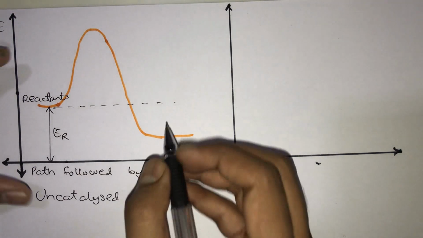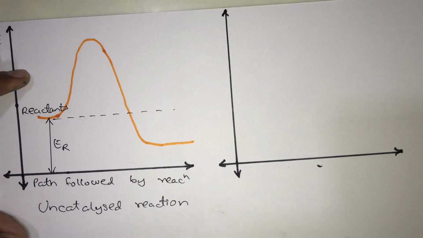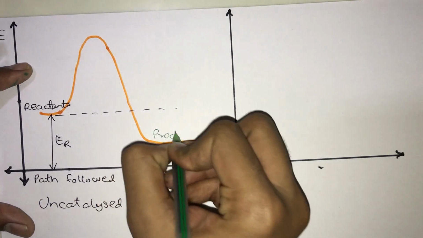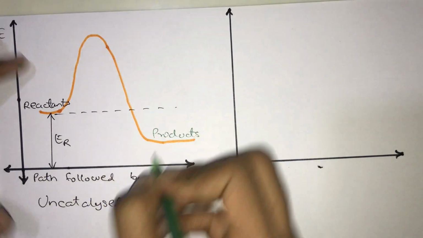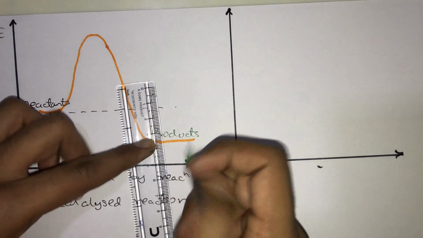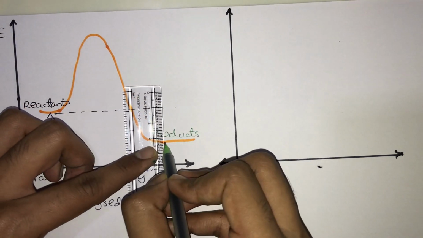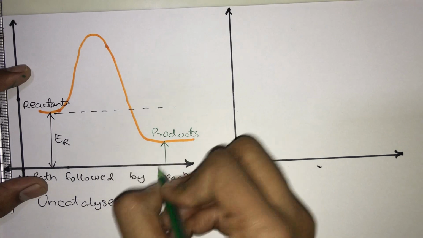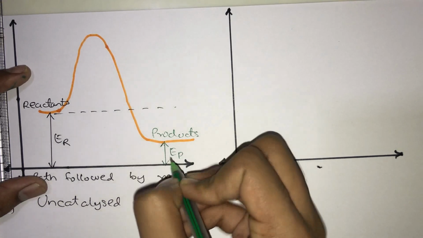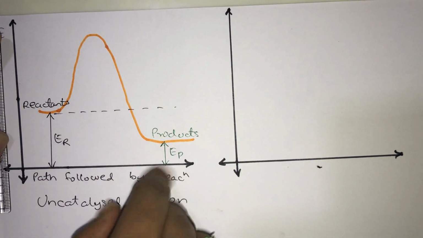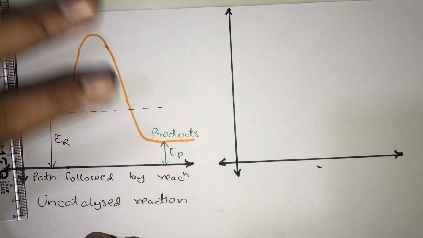Now let's say that here are our products. Obviously, if here are our products, then the products are going to have this much amount of energy, and let's name this energy to be EP. I'm explaining a general case over here, guys.